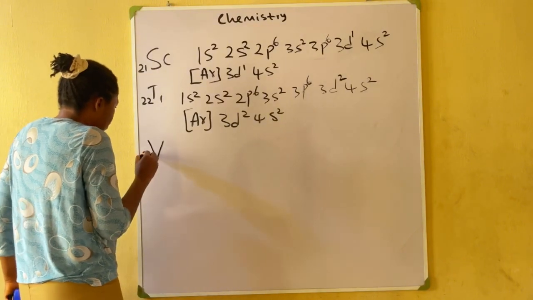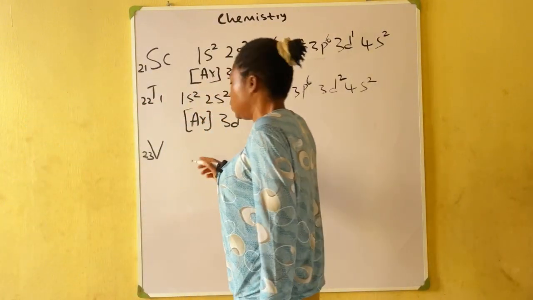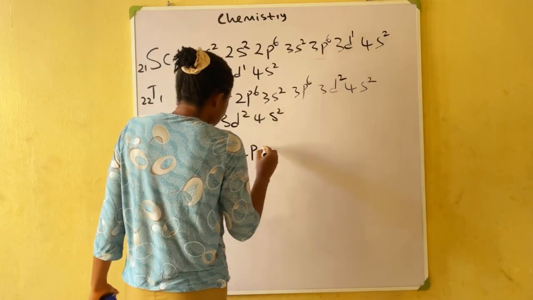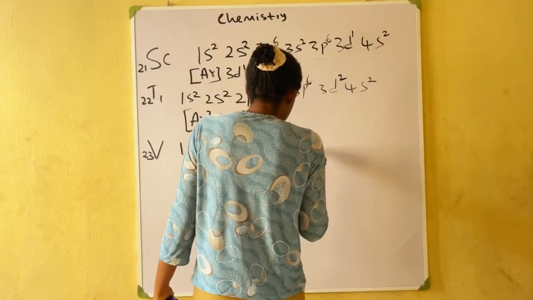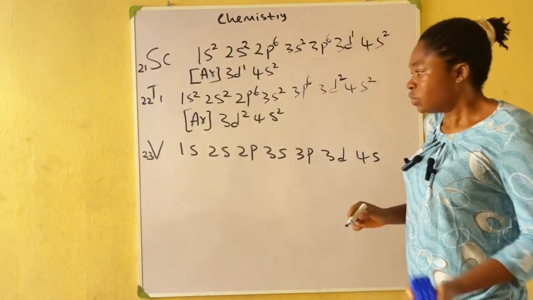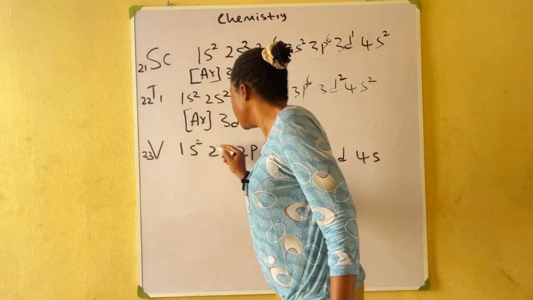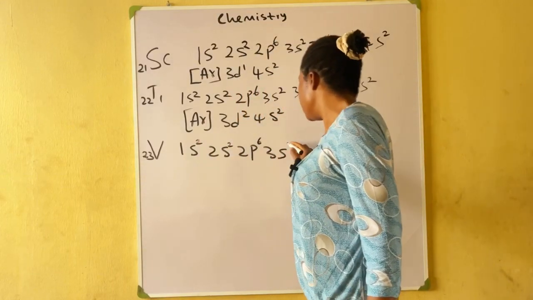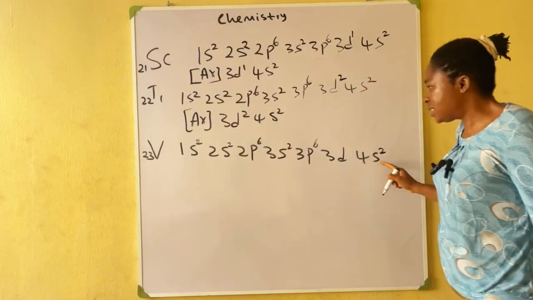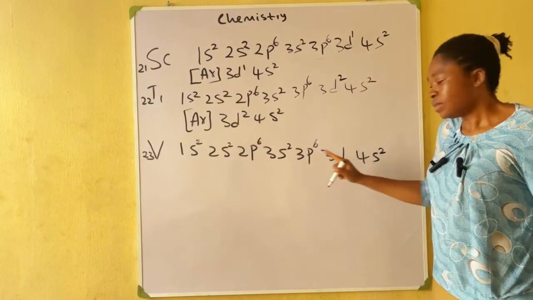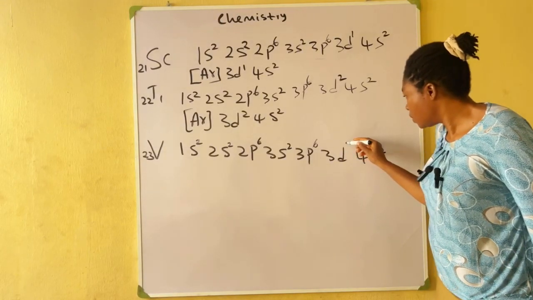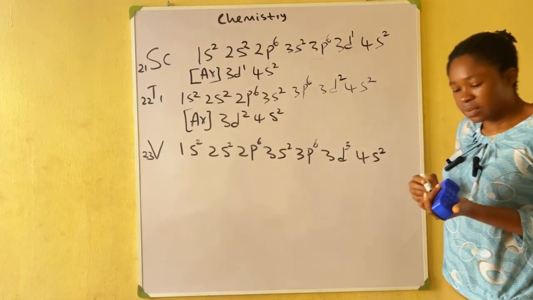V, the atomic number is 23. So do the same: 1s, 2s, 2p, 3s, 3p, 3d, 4s. For that to be 23, assign 2 for s, 6 for p, 2 for s, 6 for p, 2 for s. From here to here is 18, then 20. So the remaining 3 go to what? To 3d.